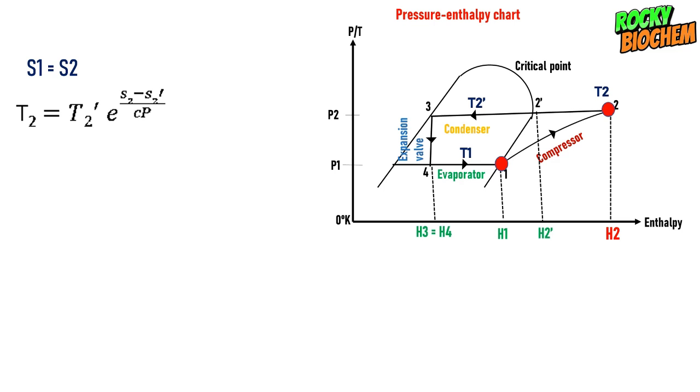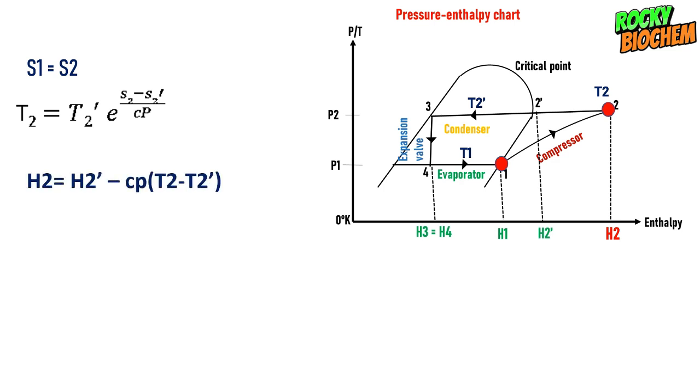And if you want to know it, we use this particular formula. That is T2 is equal to T2 prime multiplied by the antilog of S2 minus S2 prime all over the specific heat capacity, that is Cp. This is the formula that we use to calculate the temperature 2, that's the temperature of the superheated vapor. So anytime you are given a question, make sure that you use this formula to get your temperature 2, because it will not be given in the question.